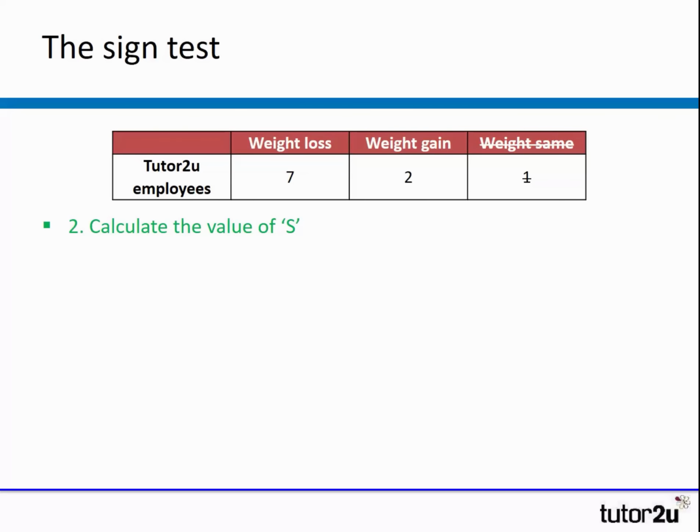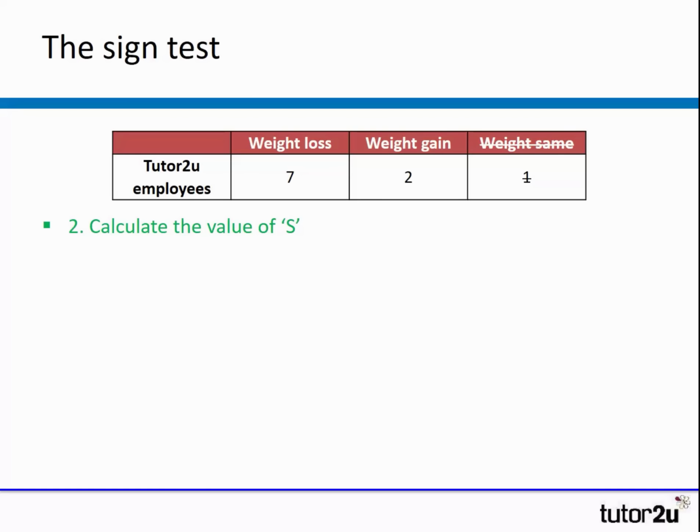What's more likely to happen, though, is you'll be given the data already. What I've done here is I've said that 7 people have lost weight, they went down, 2 people have gained weight, they've gone up, and 1 person remained the same. I've deliberately crossed out the person who remained the same because with the sign test, we're not interested in people that didn't change. We're only looking for differences. So on to step 2.